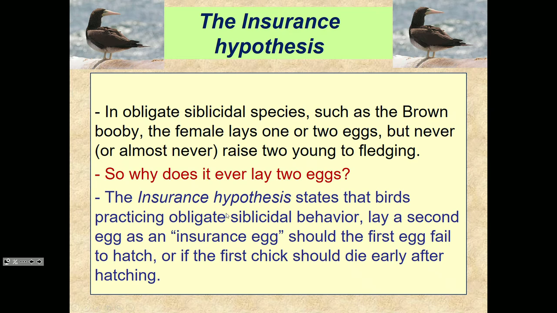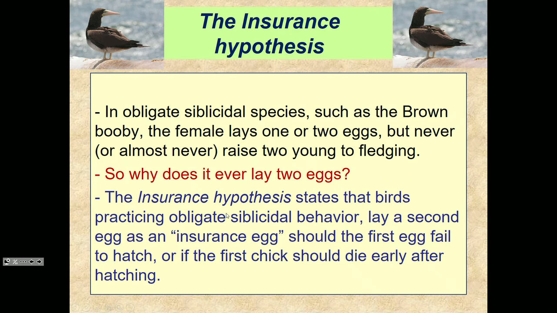So, in obligate siblicidal species, such as the brown booby, the female lays one or two eggs, but never or almost never, maybe one case in thousands and thousands, do they raise two young to fledging. So we ask, why does it ever lay two eggs? Why doesn't it just lay one egg if they never fledge more than one young?